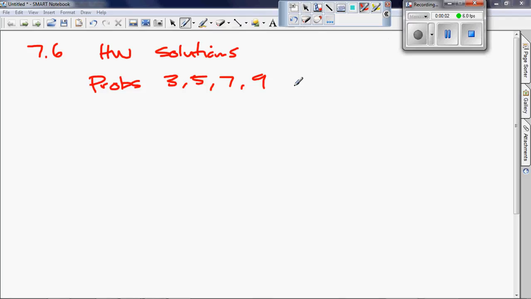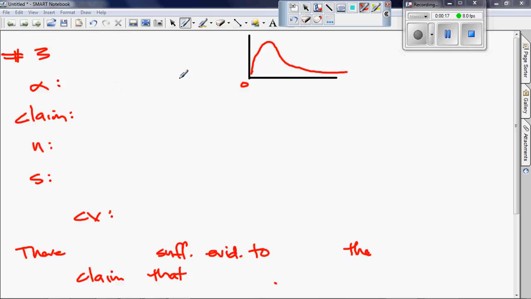Alright, here we go. We're gonna do the homework solutions for problems 3, 5, 7, and 9, section 7.6. So let's start with number 3. Number 3, we want to find the test statistic, p-value, and the critical value.